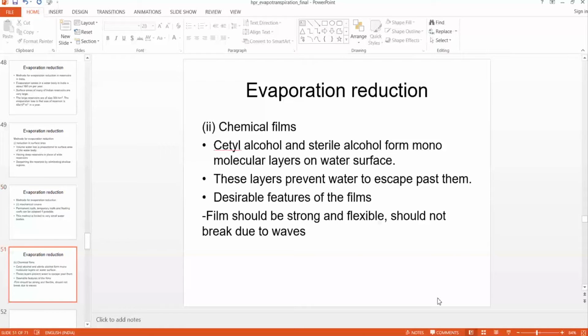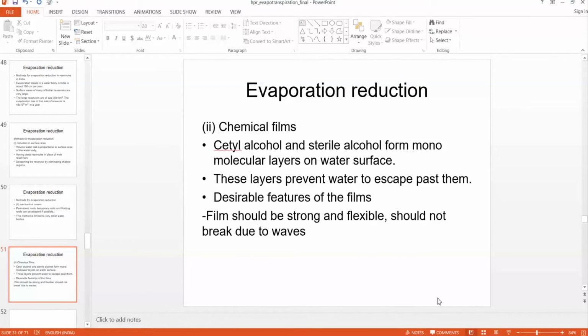Next important method to reduce evaporation is to provide a chemical film on the water surface. So for this, cetyl alcohol and stearyl alcohol are used. Okay, so these layers prevent water from escaping.